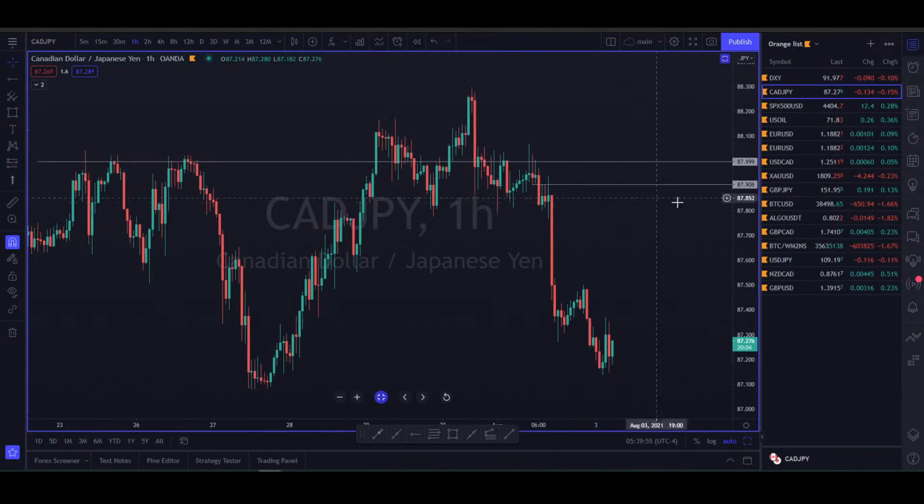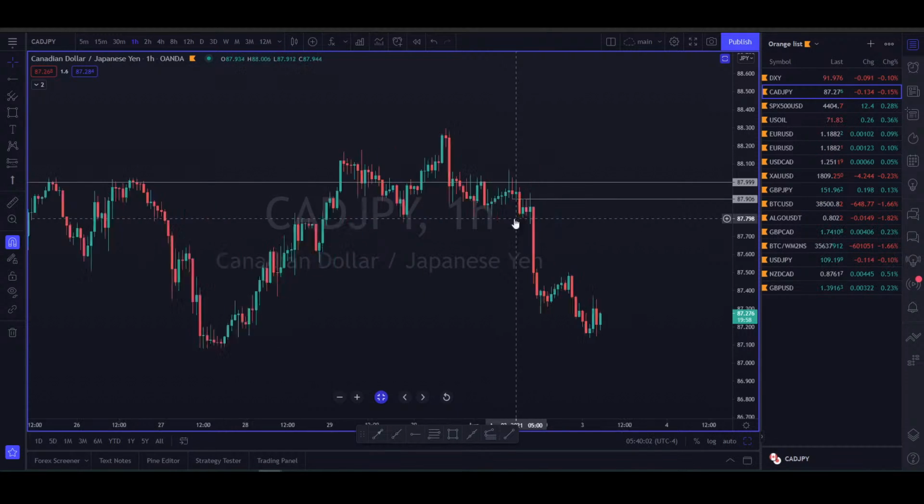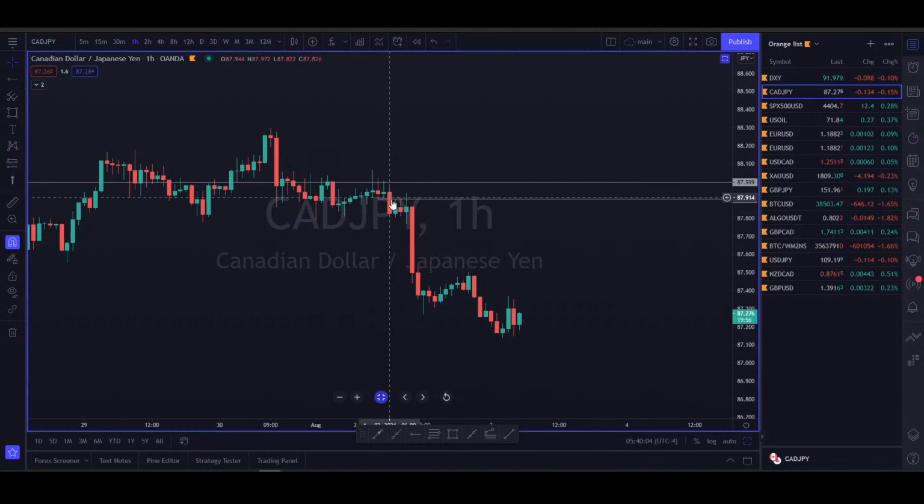I did actually look at CADJPY. Yesterday I was watching this for a short, but it did not set up. This is the area of price that I was watching yesterday, and I was looking to take a short. The problem is I didn't see exactly what I wanted to see. And intraday, it was extremely choppy. So I just said, leave it alone, right? Let me push this down so I can get a time.